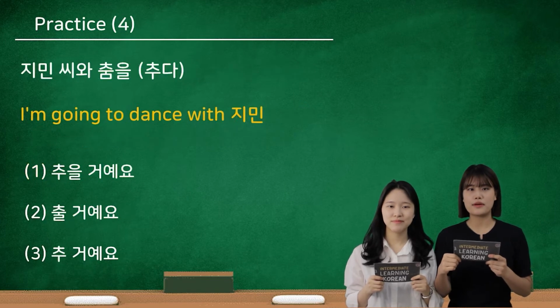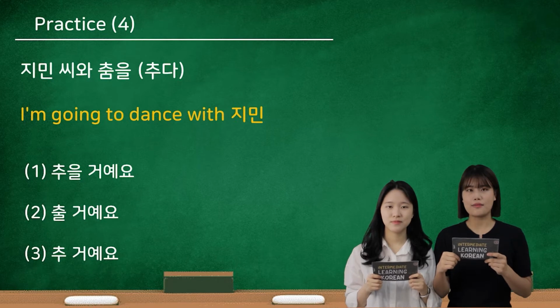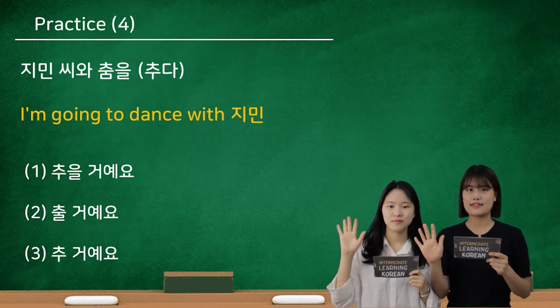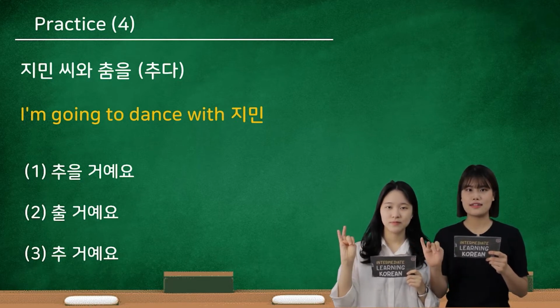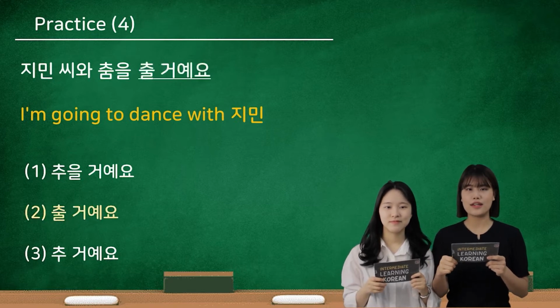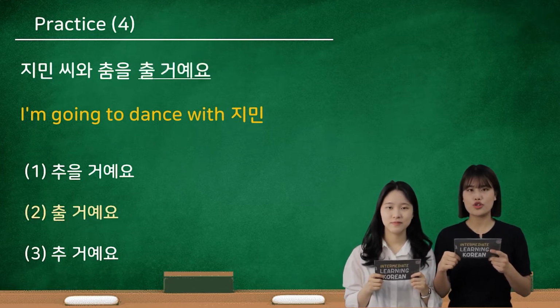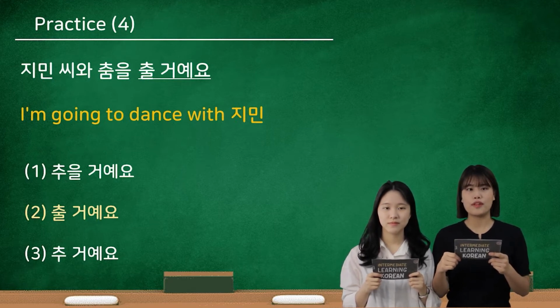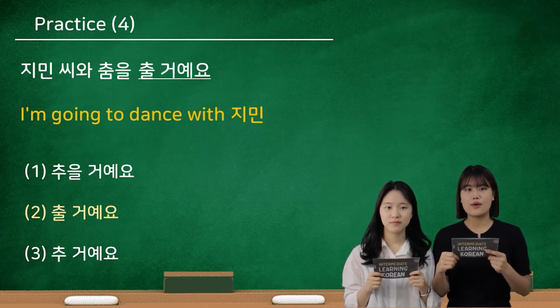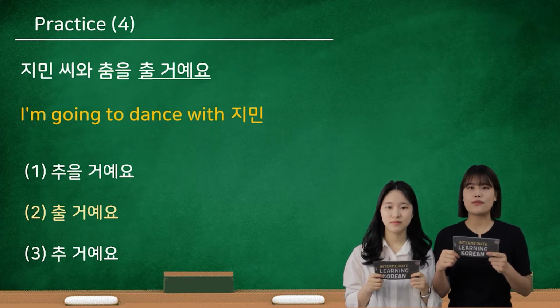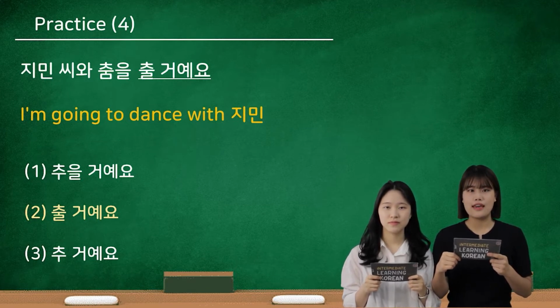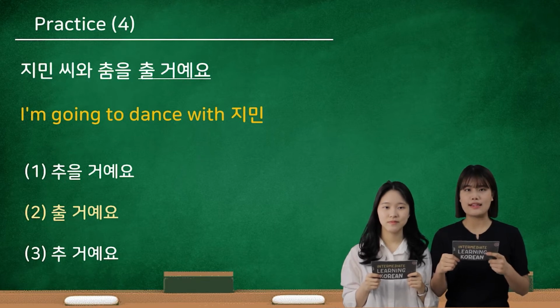This is the first problem. 지민 씨와 춤을 추다. I'll give you 5 seconds. The correct answer is 춤을 출 거예요. When we remove 다 from the verb 춤을 추다, we can use 리을 거예요 because there is no final consonant. Everyone did very well.